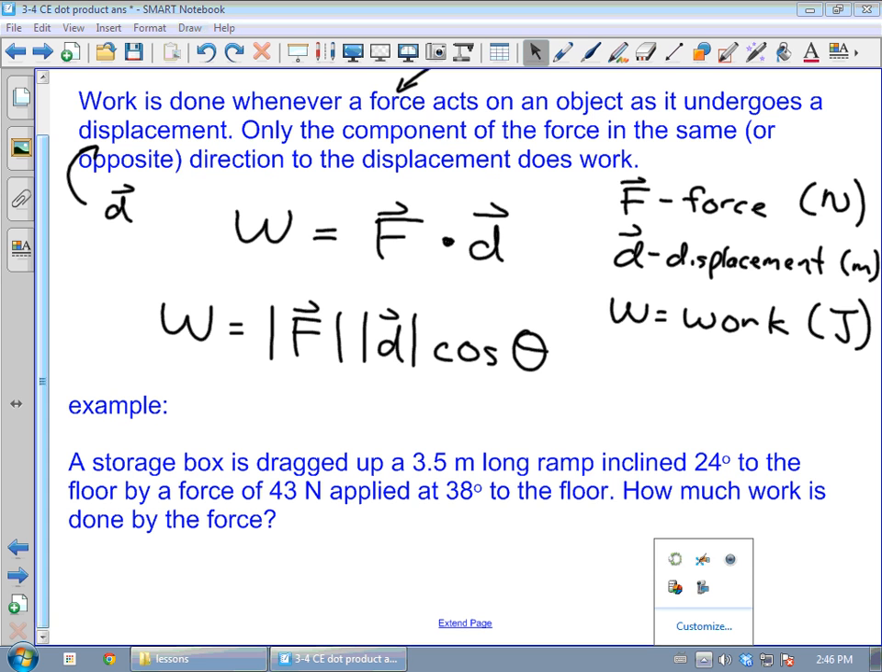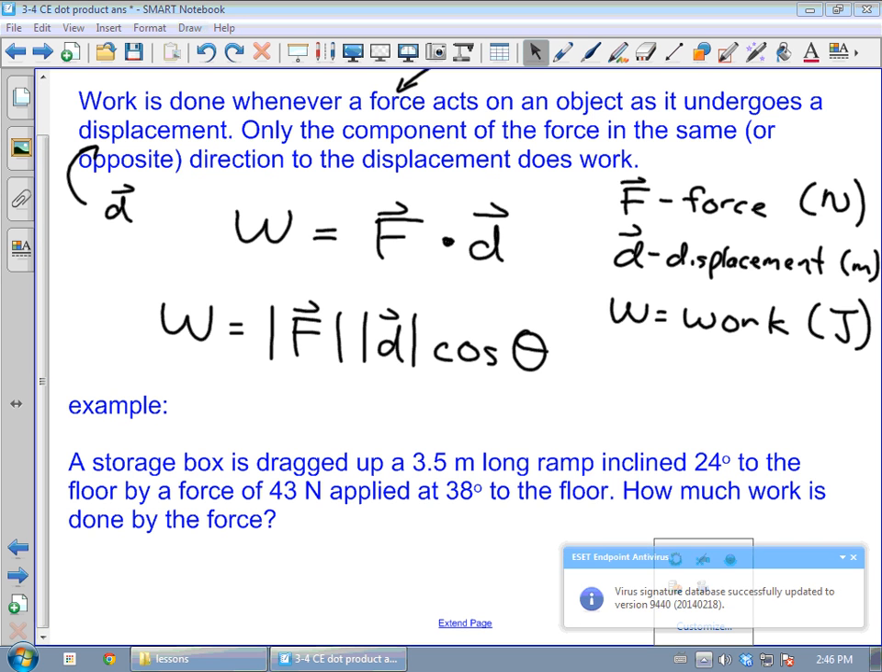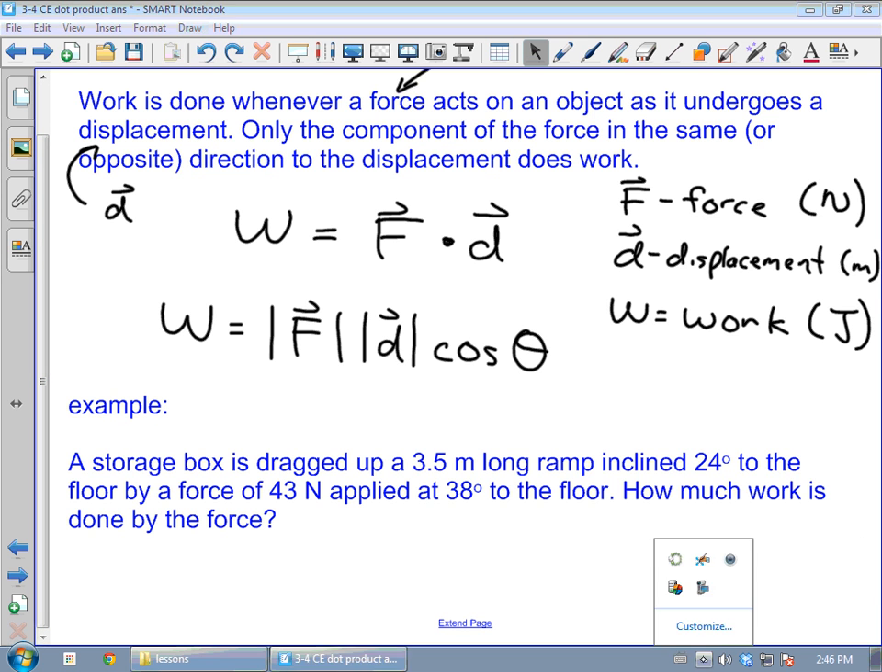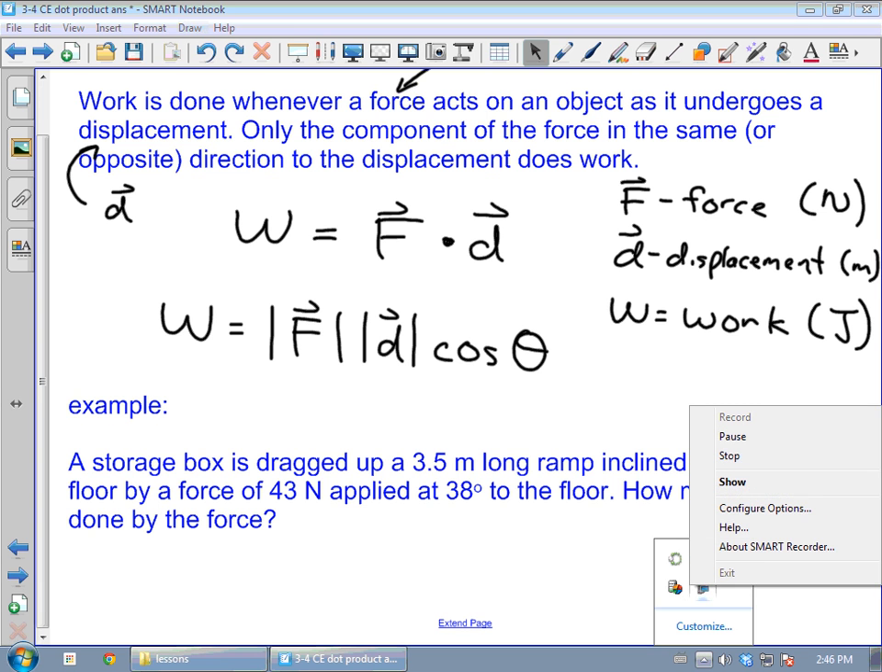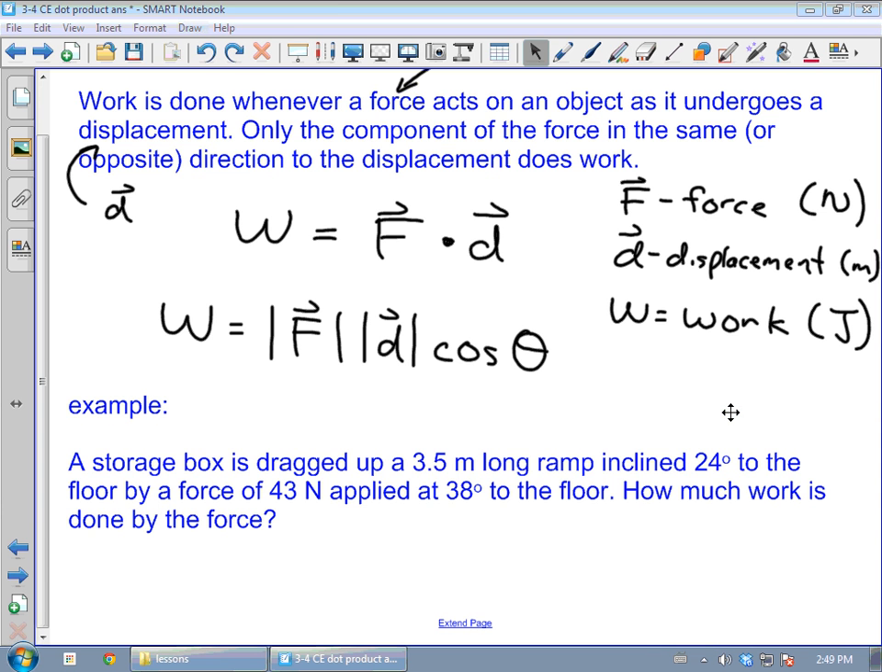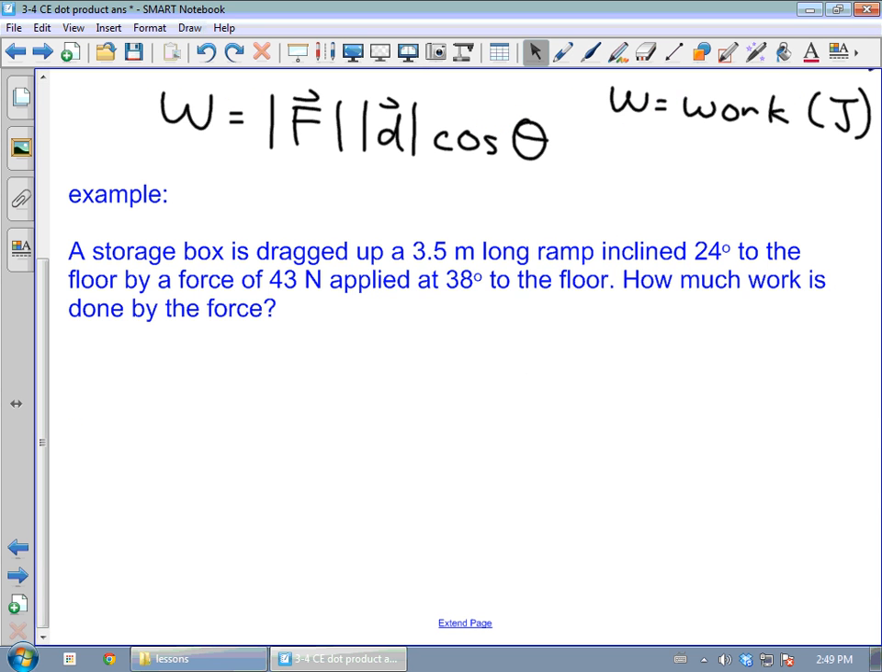Okay. So let's just take a look at an example here. We have a storage box, which is being dragged up a 3.5 meter long ramp, the ramp is inclined 24 degrees to the floor by a force of 43 newtons. That's the force that's doing the dragging. The force is applied at an angle of 38 degrees to the floor. How much work is done by the force?